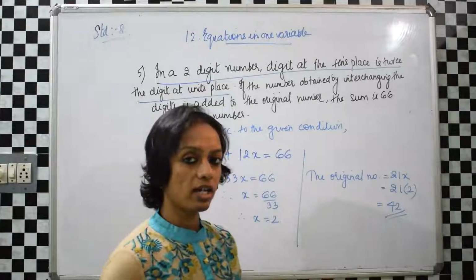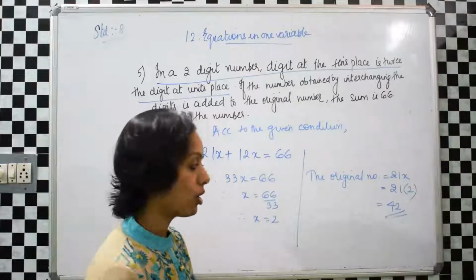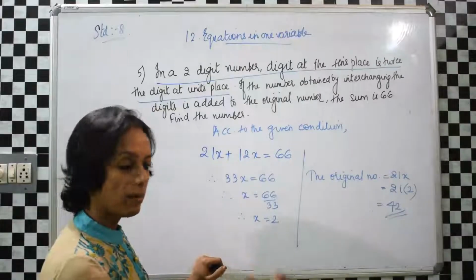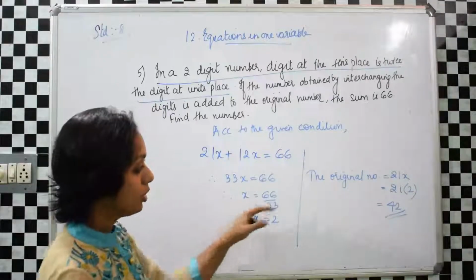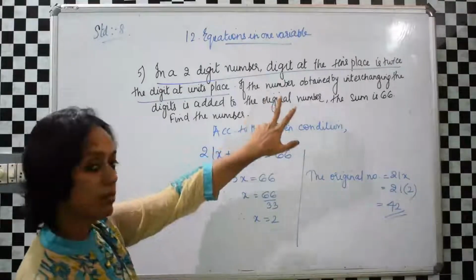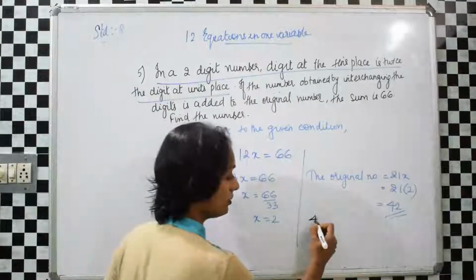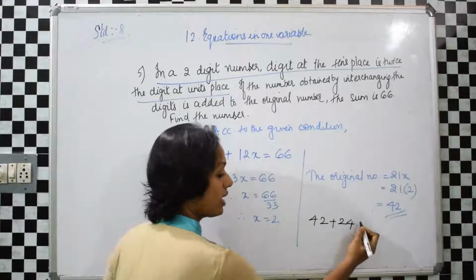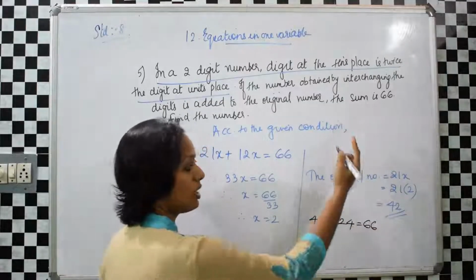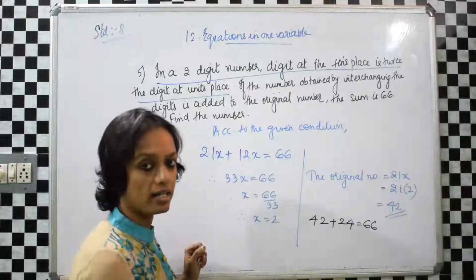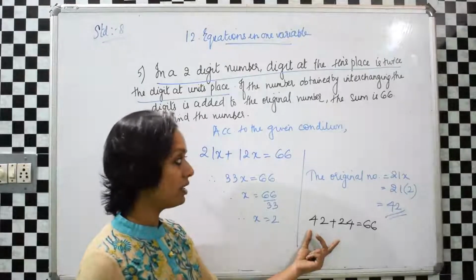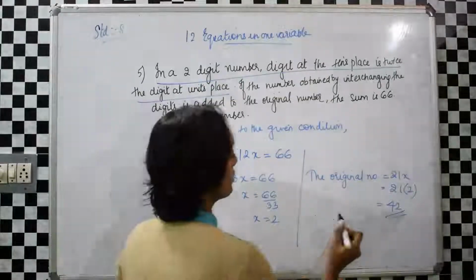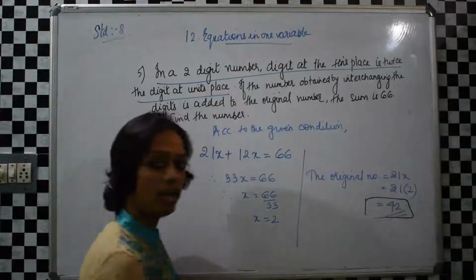Now we can cross check and find out whether your answer is right or wrong. Just put the numbers in the given condition. The original number is 42, and what will be the number after interchanging? 24. And according to their condition, when you add them, you are going to get 66. That is what they have given. So your answer is right. So we have verified the given condition and we found our answer is right. So this is the way we cross check. So this is your final answer.